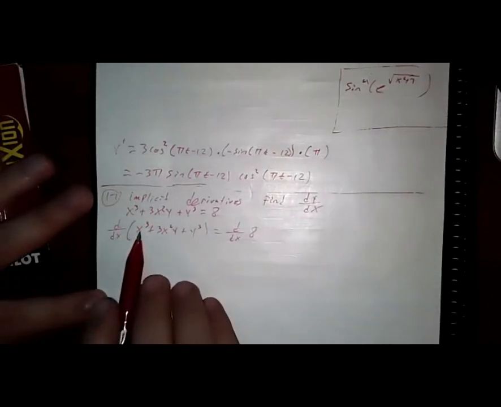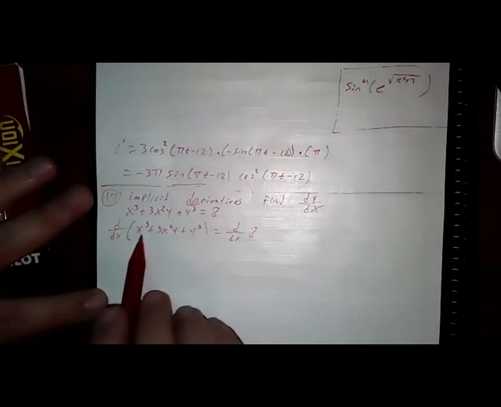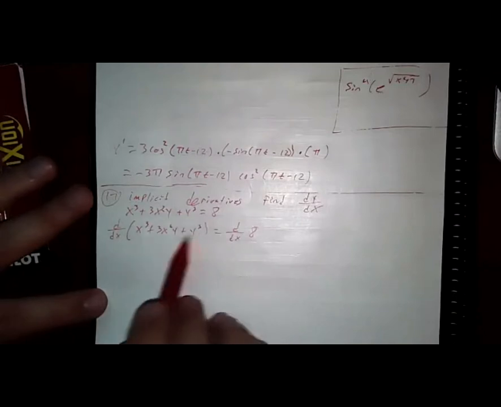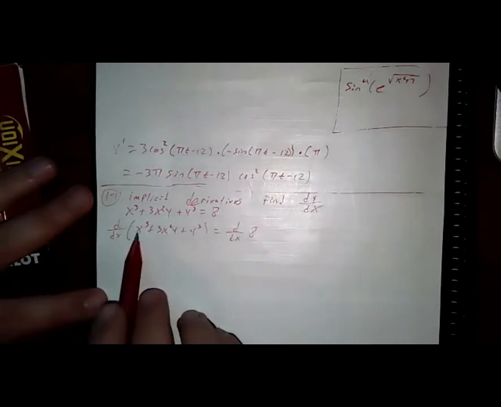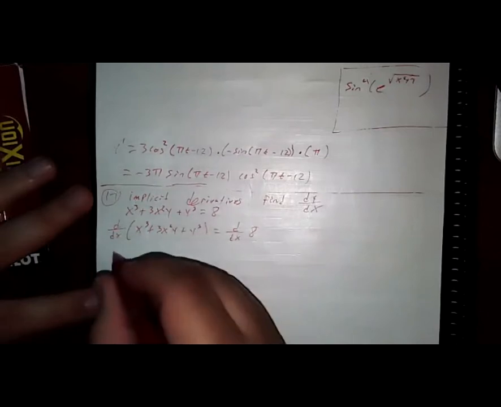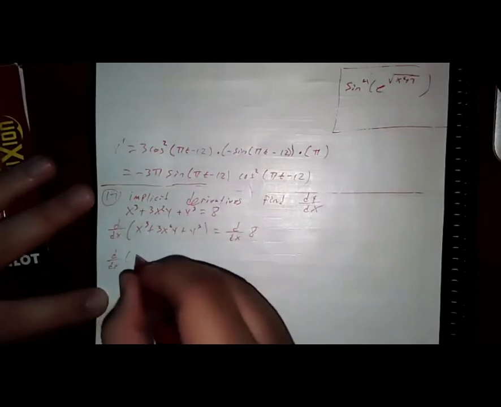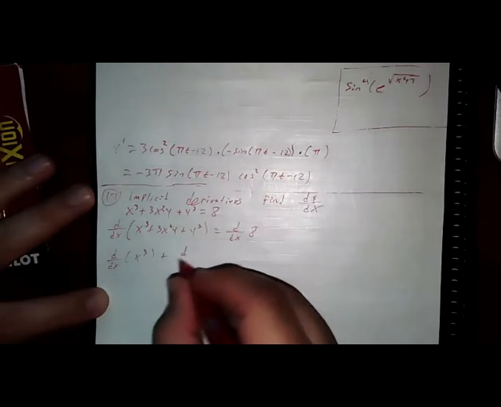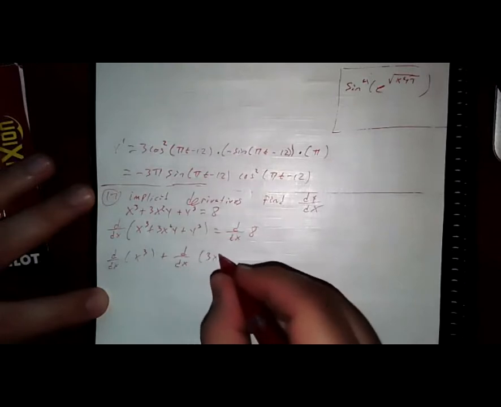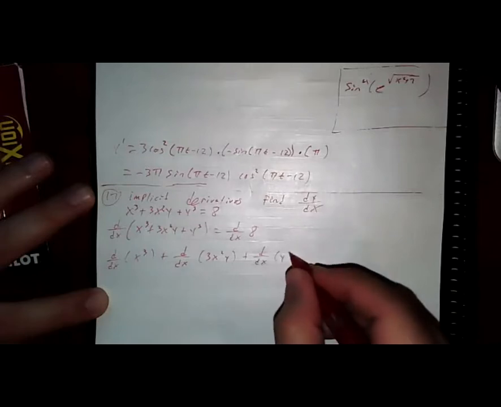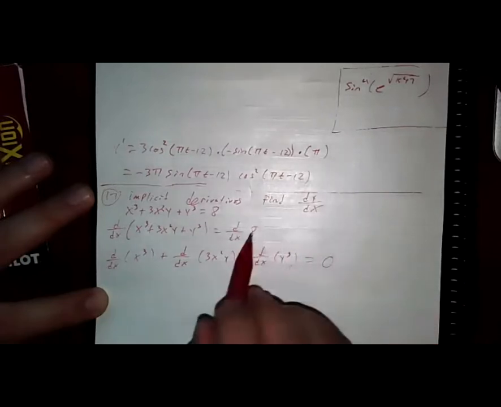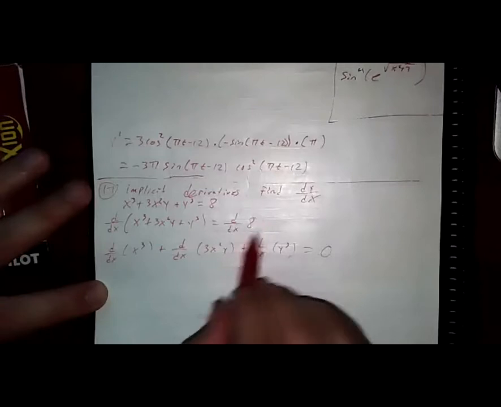The derivative of the terms that just have an x by themselves will be easy, the usual approach. If there's a y involved, we have to add that dy/dx. The middle term would be a product rule, so that would be the hardest part. First and last terms are no big deal. So d/dx of x cubed plus d/dx of 3x squared y plus d/dx of y cubed equals 0. The derivative of a constant with respect to anything will always be 0.